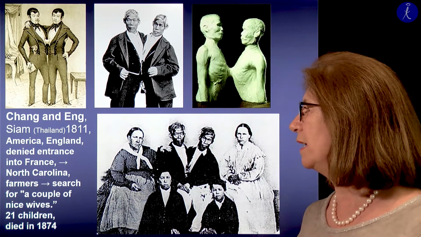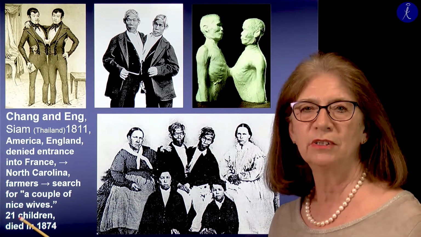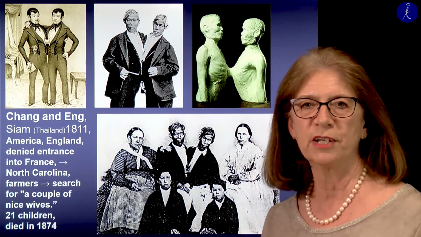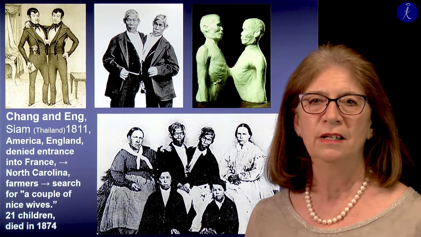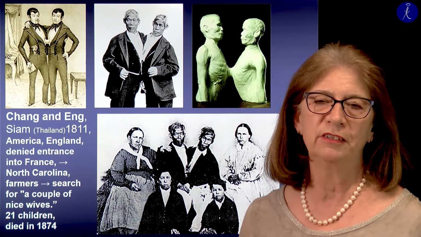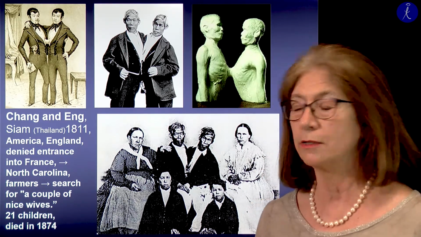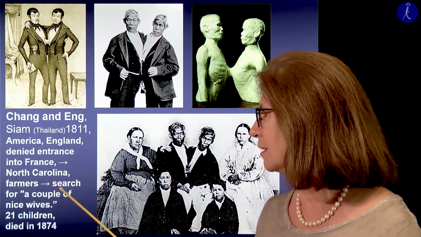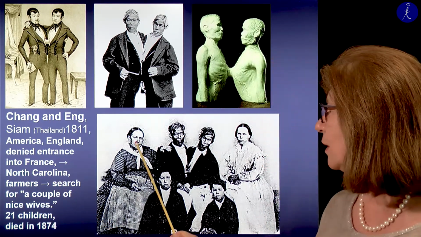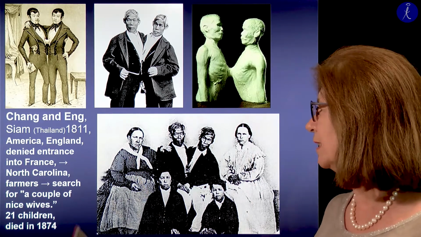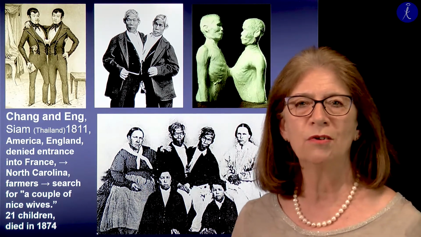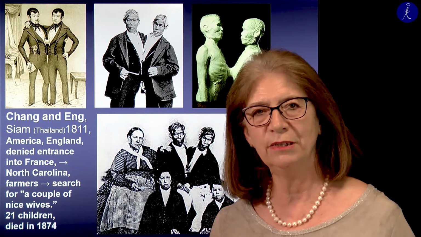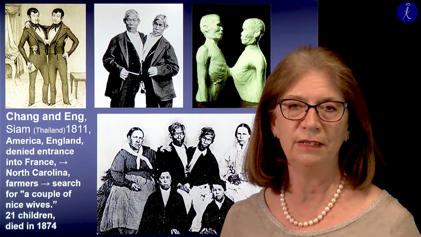And with this, they made a lot of money, although they were denied entry to France, because the French authorities said they must not come, because if pregnant women looked at them, they would have similar children. Finally, they settled in North Carolina, and they searched for a couple of nice wives, and here you see the nice wives. They had 2 houses, 2 households, and altogether they had 21 children. One week they lived in one house, and then the other week they lived in the other house.